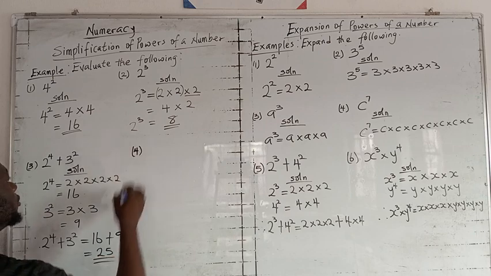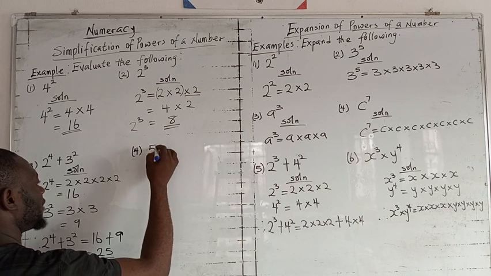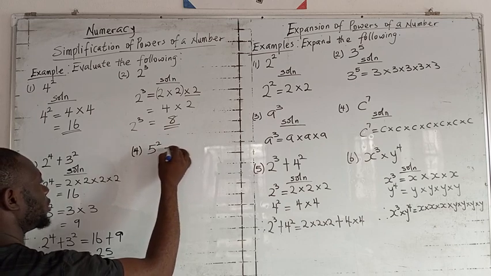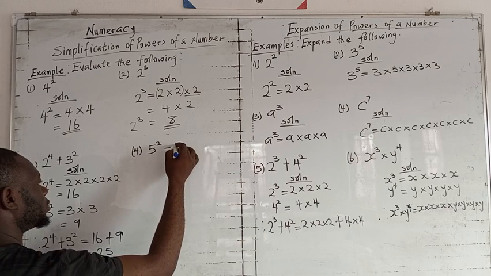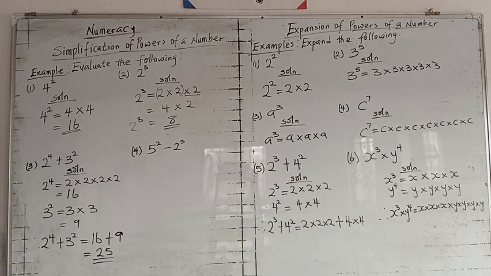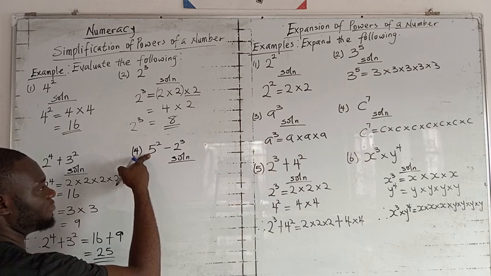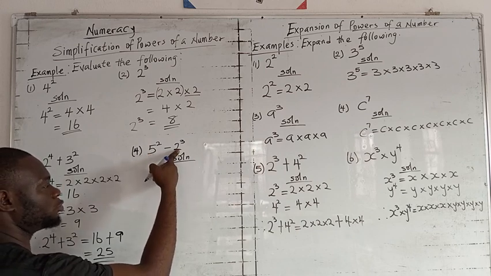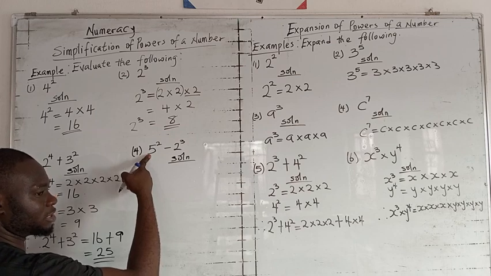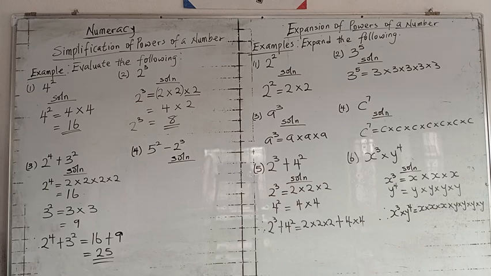Example 4. Let's say here we have 5 raised to the power of 2 minus 2 raised to the power of 3. 5 raised to the power of 2 minus 2 raised to the power of 3. So the same thing. We do what? We simplify 5 to the power 2, simplify 2 to the power 3, then use the simplified form of 5 to the power 2 to subtract the simplified form of 2 to the power 3.